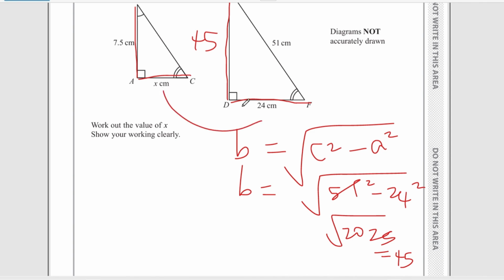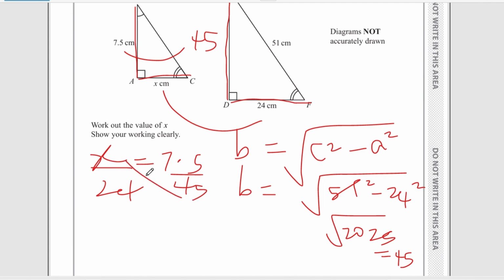Okay, that is 45. Then once you know b, you can easily just equate this. So x over 24, since they are similar, you can equate, is equal to 7.5 over 45. And next we can cross multiply. 24 times 7.5 divided by 45. When you cross multiply, x will simply give you 4, and x is 4 centimeters.